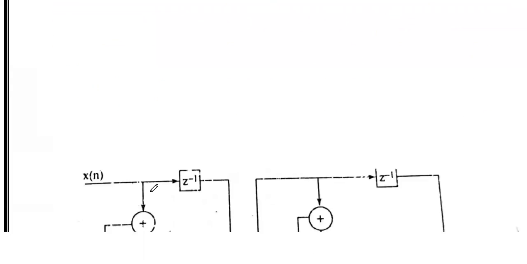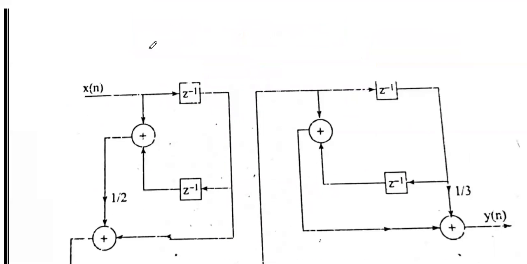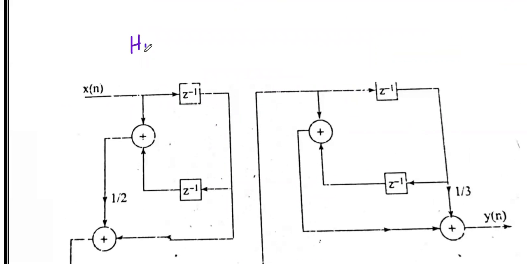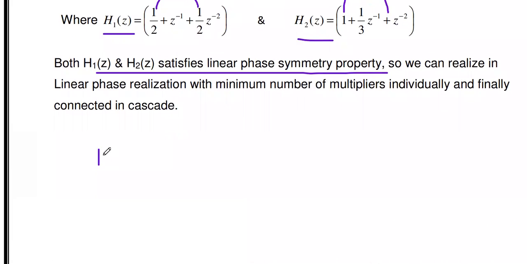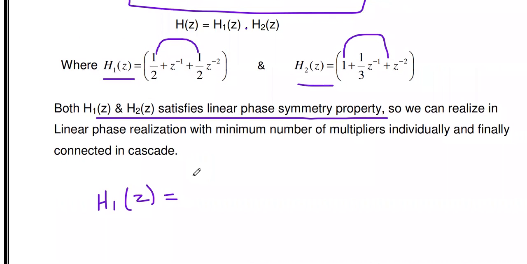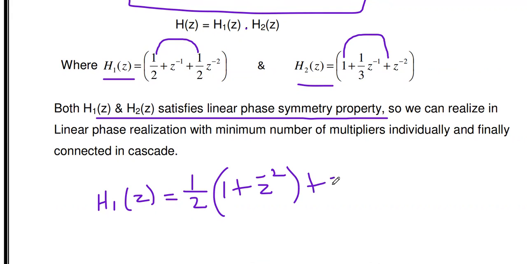Okay, so the next step is we have to draw the linear phase diagram for h1 of z separately, h2 of z separately. So you see, this is the h1 of z diagram. Okay, in h1 of z, you see the equation, if you are combining these two, h1 of z can be written as, if you are taking 1 by 2 common, 1 plus z power minus 2, okay, plus z inverse. Okay, if you are combining, we can get like this.